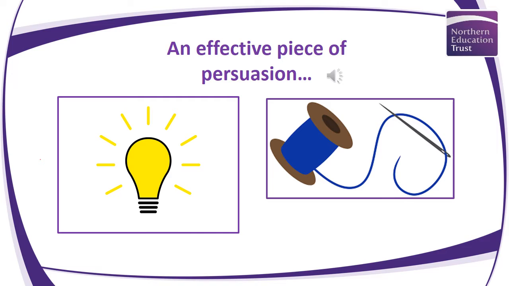The image on your right, the piece of thread and the needle, links to the backbone of a persuasion. For a pupil to produce an effective piece of persuasion, it's got to be really well structured, and these ideas that the light bulb represents have got to be woven and threaded throughout the piece of writing and throughout the paragraphs.